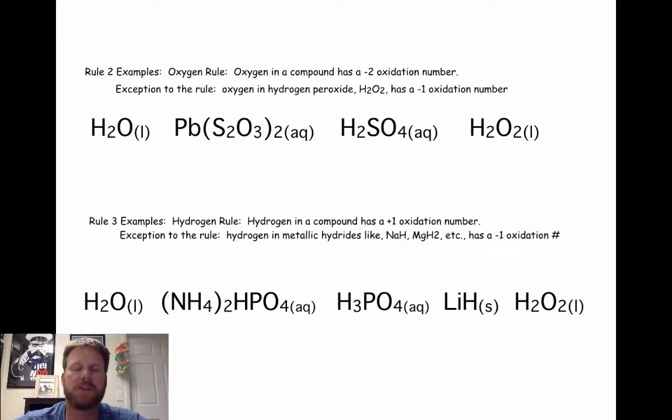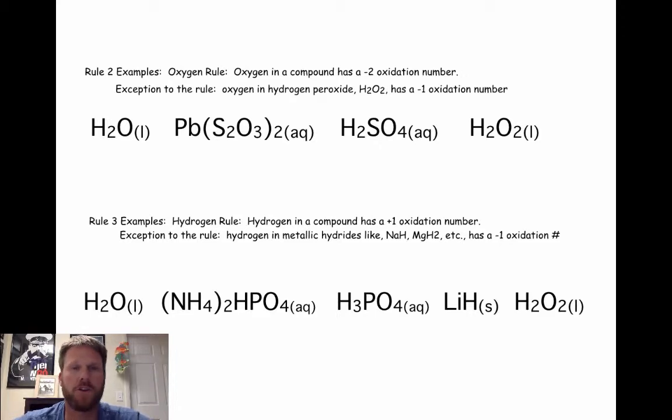The second oxidation number rule is the oxygen rule. Oxygen will always have an oxidation number of -2 except when it's in peroxide. And the only peroxide that we're ever going to deal with in honors chemistry is hydrogen peroxide. So the only time oxygen will be -1 instead of -2 is in the molecule H2O2.